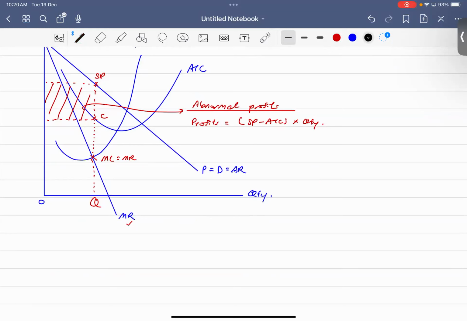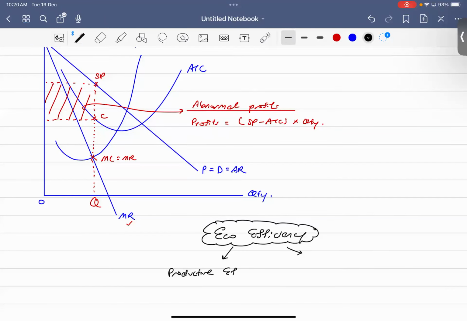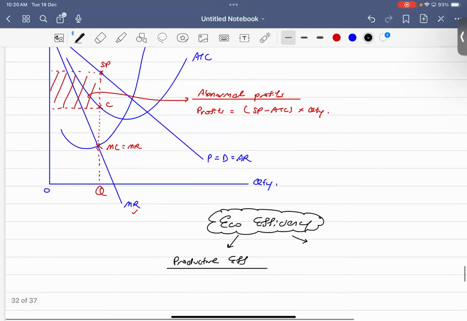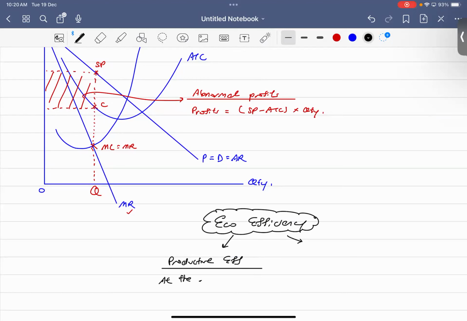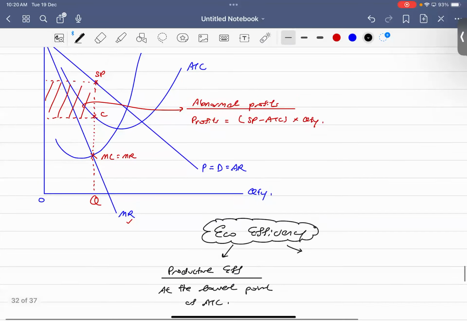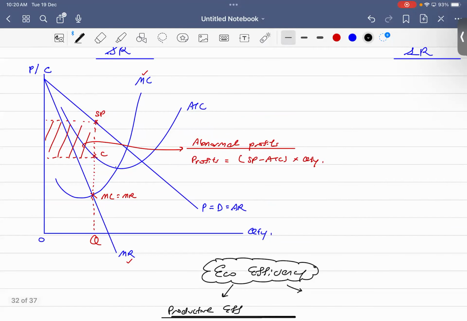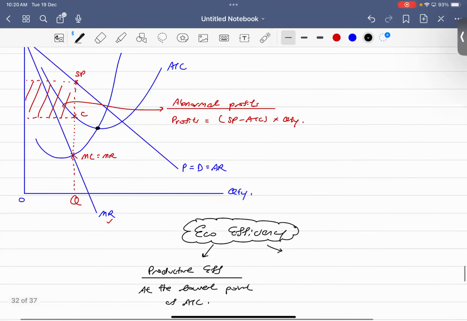So a quick recap: when we talk about economic efficiency, we can only consider that firms are economically efficient if they fulfill two characteristics. One is productive efficiency, which means they produce at the lowest point of ATC. Did they produce at the lowest point of ATC here? No. Let me show you where the point is, the black color dots. No, they are not producing at that point, so they are not productive efficient.